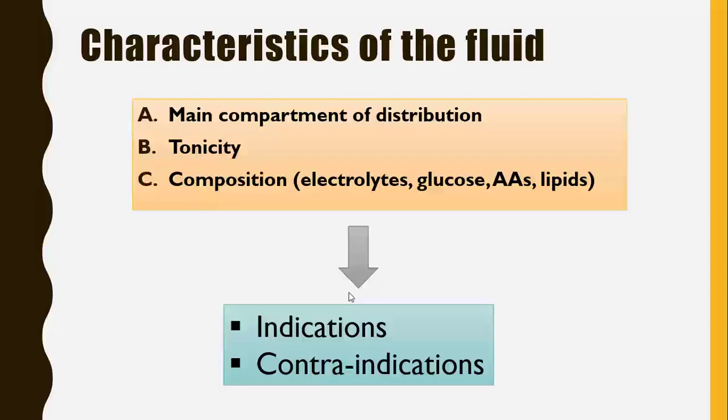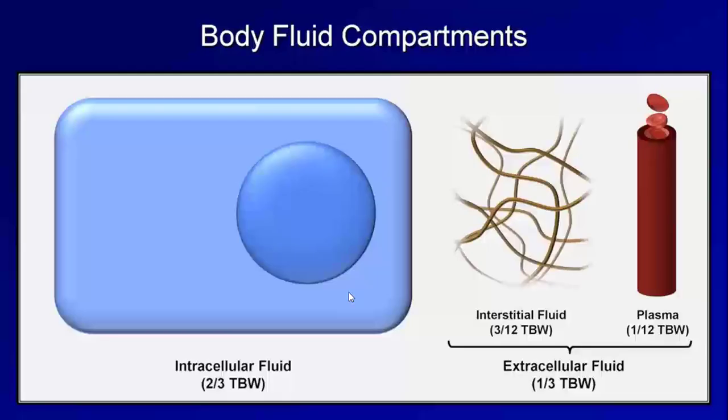We should know 3 important criteria of each IV fluid. If I know those criteria well, I can prescribe and I can know the indications and the contraindications of each type of fluid. Those are the main compartment of distribution of the fluid, the tonicity of the fluid, and the composition of the fluid. Let's start to explain each concept of them. Number 1, the main compartment of distribution. What's the meaning of this?